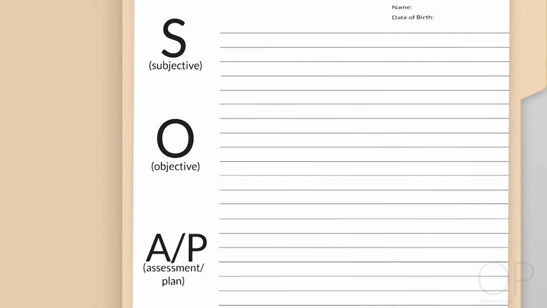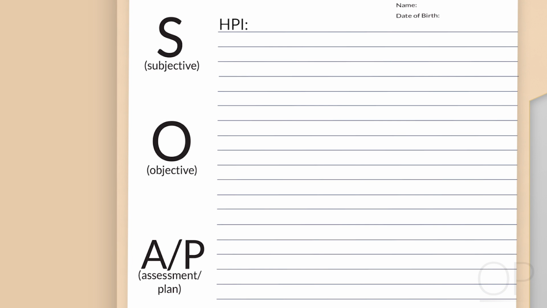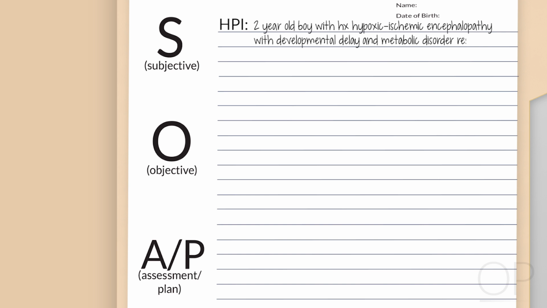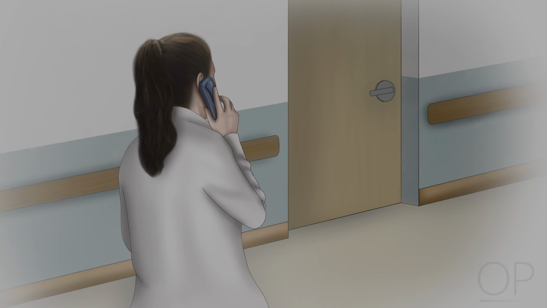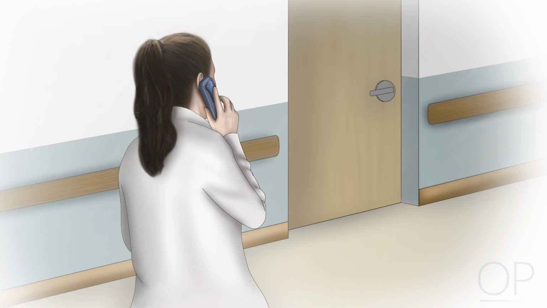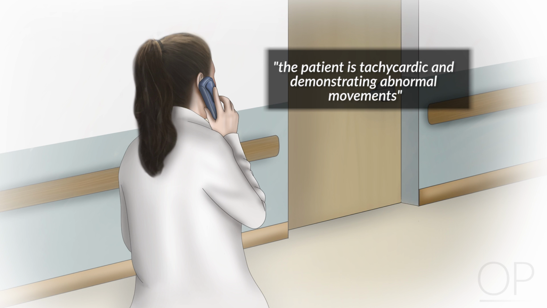So in our case, we have a patient. He's a 2-year-old with a history of hypoxic ischemic encephalopathy with subsequent developmental delay and a metabolic disorder resulting in hypoglycemia with fasting or illness. For this, he gets continuous feeds via an NG tube. He's admitted to your service for G-tube placement in the morning. You're called by the nurse with complaints that he's tachycardic and demonstrating abnormal movements.